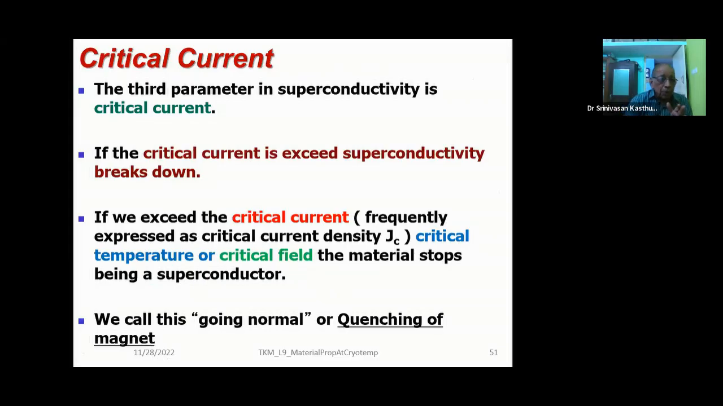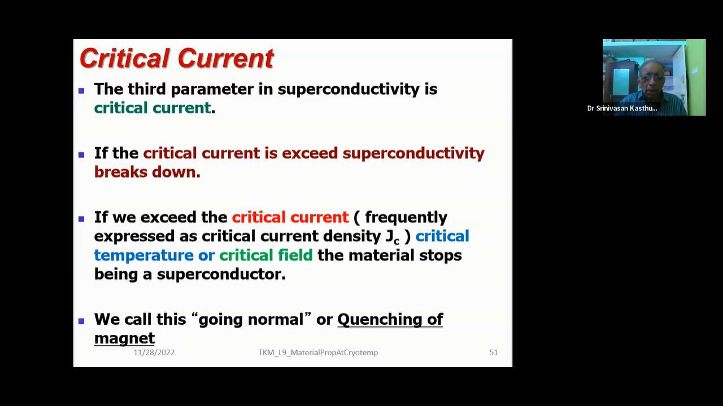Okay, what happens? First we have seen there is a transition temperature. That temperature is called the critical temperature, the temperature below which the resistance is suddenly zero, and that means the material becomes superconducting.